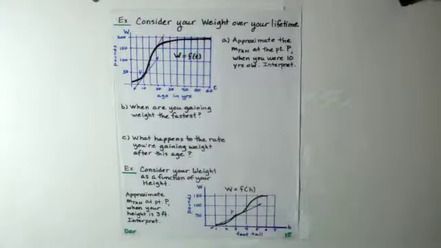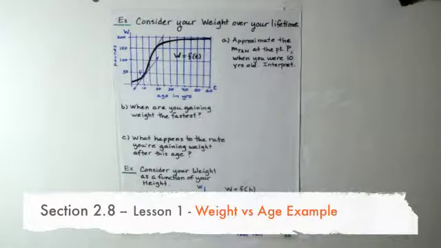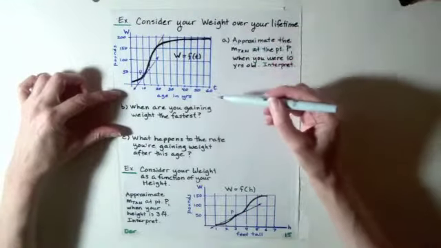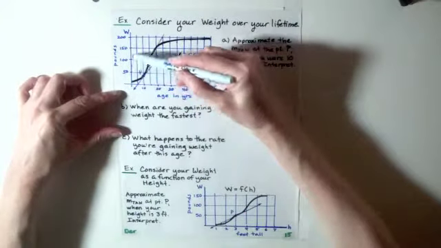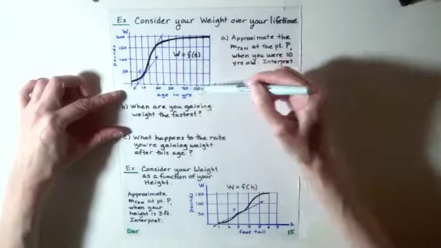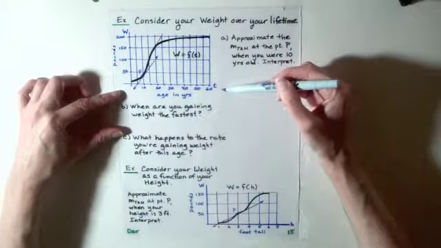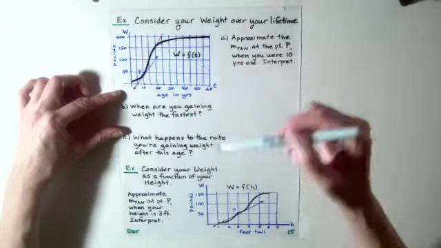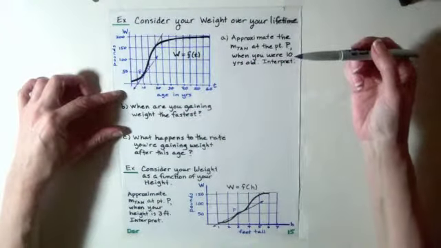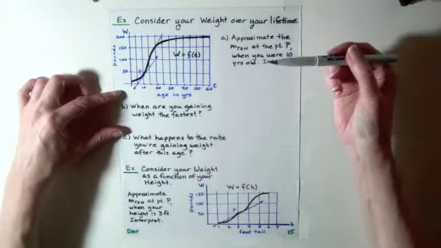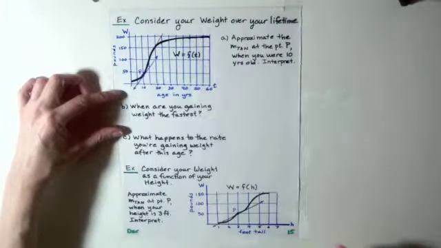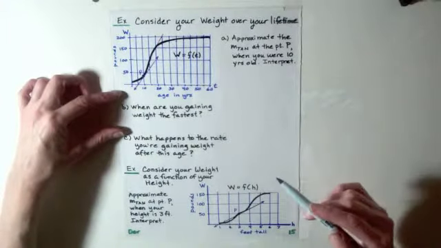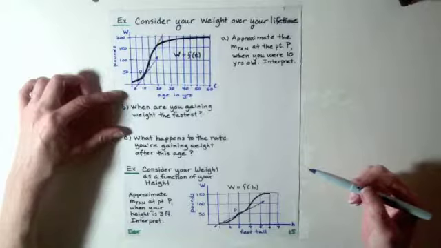Okay, so the first example we're going to look at is an example where your weight is described in terms of your age. So we're going to have weight on the vertical axis and your age in years on the time axis. And it's described with a graph, w equals f of t, so we don't know specifically what function of t w is equal to. We're not given the equation, but we are given the graph.